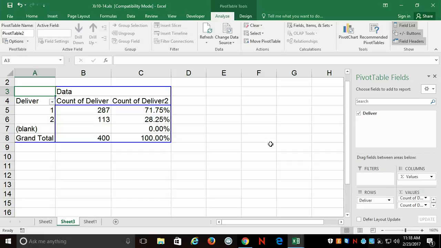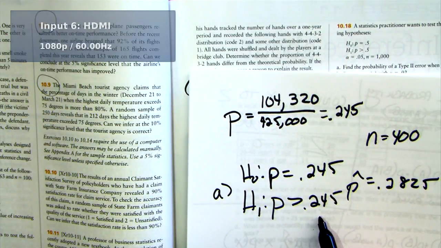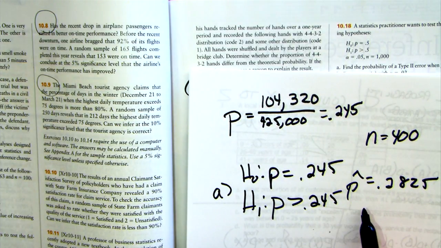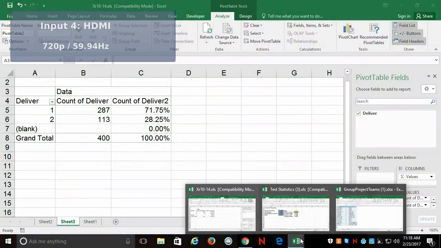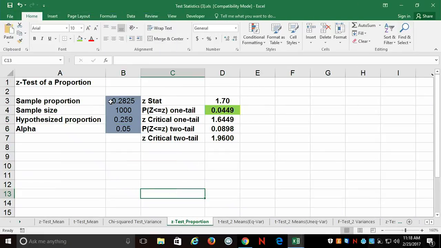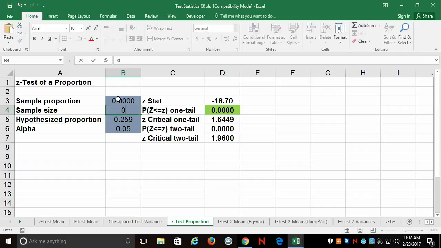That is, as a statistical term, my p hat. Very good. P hat is 28.25%. So it looks promising, right? We're trying to prove that it's greater than 24.5%. I did a sample of 400. I got a p hat of 28.25%. I'm going to use Excel, though, and that test statistics workbook, and enter that information in there. I'm just going to zero all this out so you guys can help me put these things in. Help me fill out this column B based on what we just learned. Give me something we know in column B.